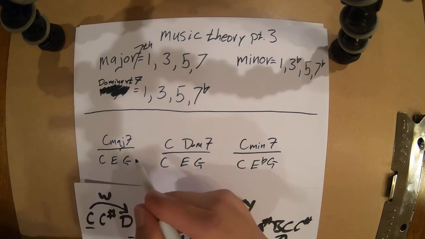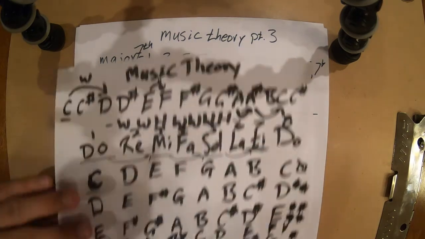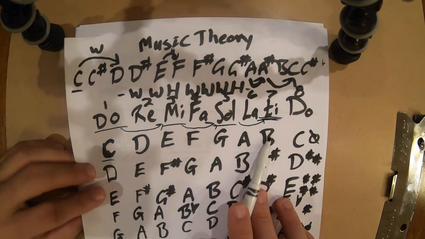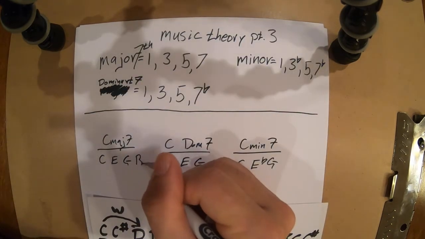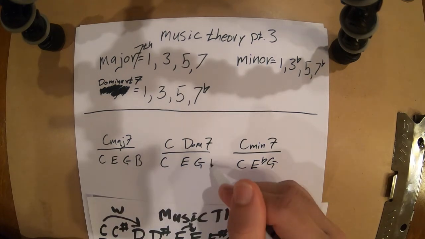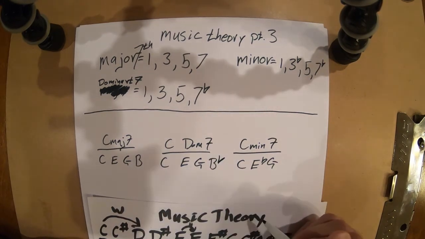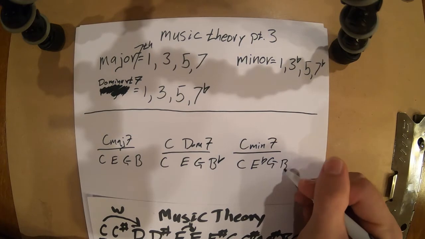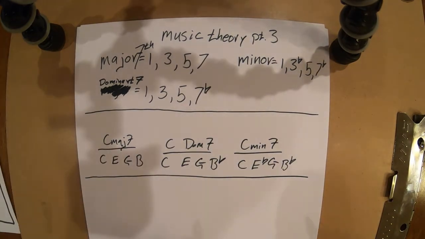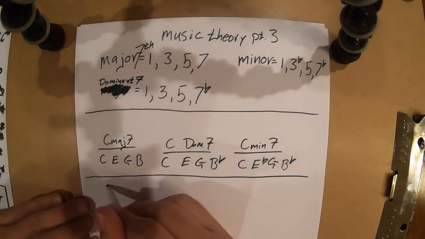And for a C major 7, let's look at the seventh note of the key of C. 1, 2, 3, 4, 5, 6, 7. It is a B. For dominant 7, we just flat that, so B flat. And for minor 7, it will also be flat. There's the C's. This time, let's do the D's.